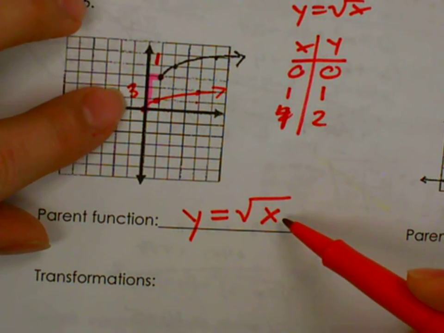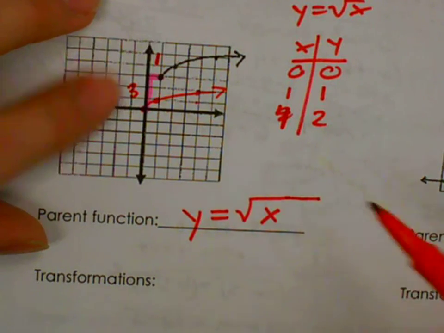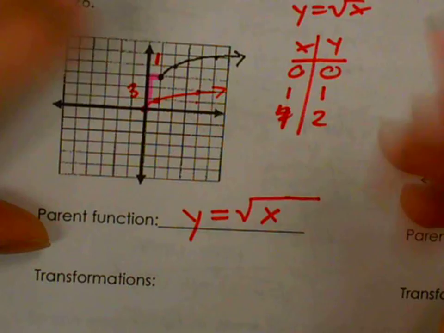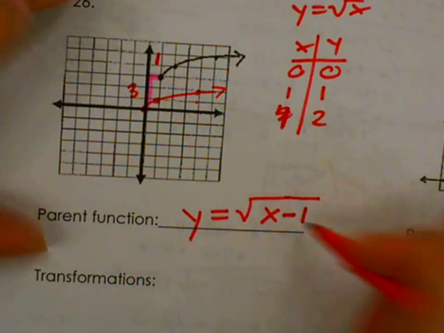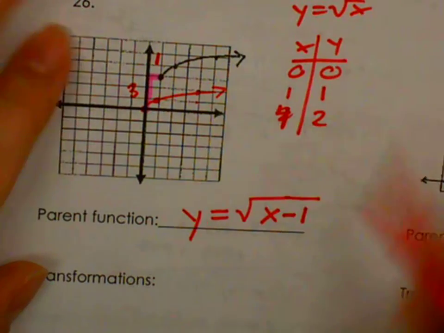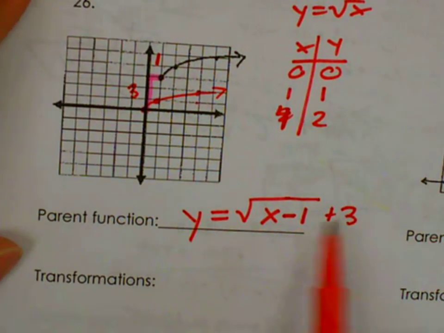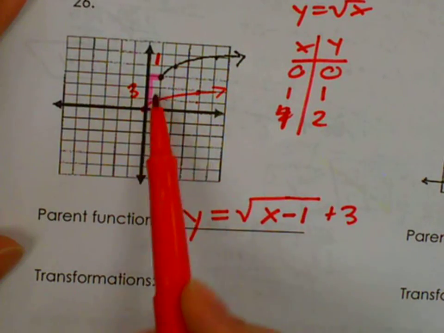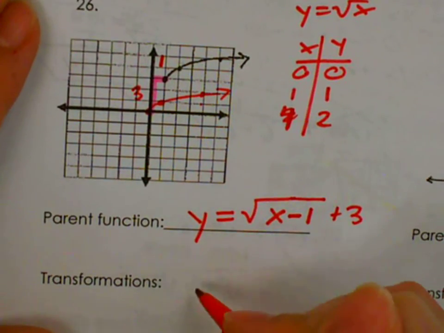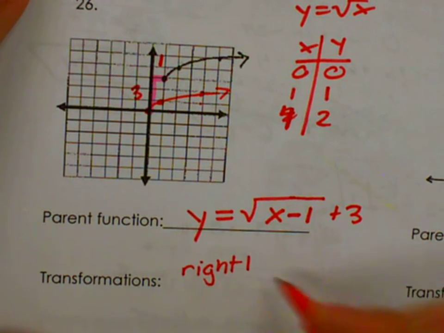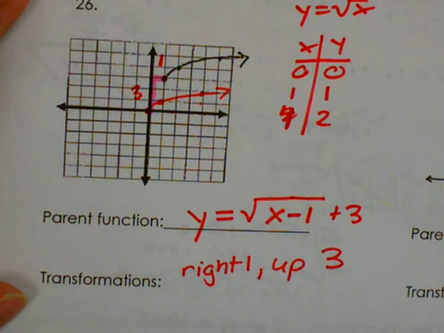So under here, under the radical sign, is how far right or left I've moved. And I have moved right 1. And remember, that's the one where you have to switch the sign. So that's negative 1. And the fact that I'm moving up 3 means plus 3. So that means I'm moving to the right 1 and up 3, which is what I did. So my transformations are to the right 1 and up 3.